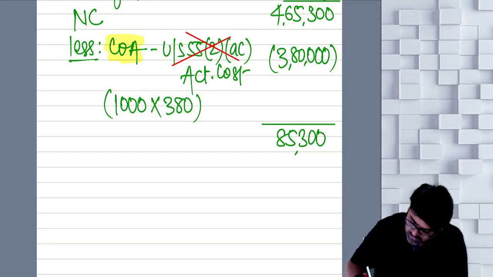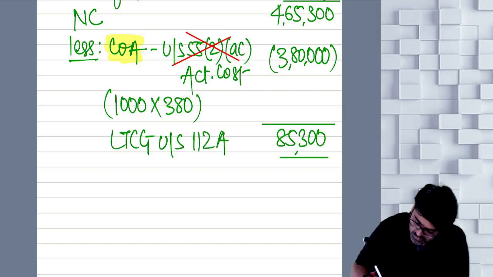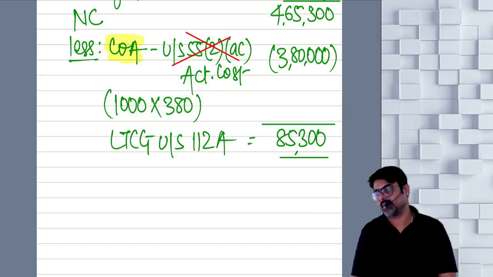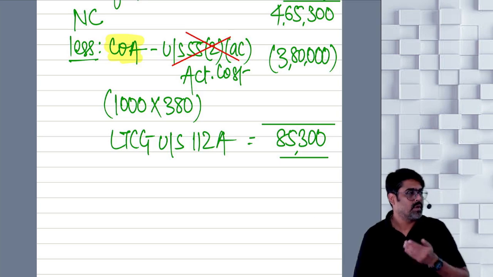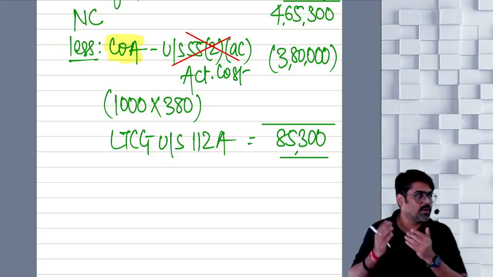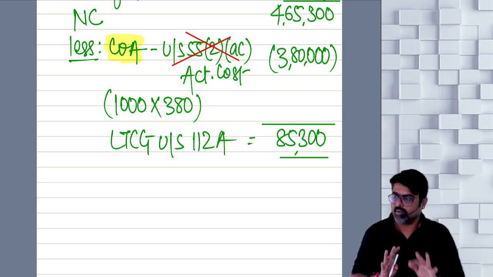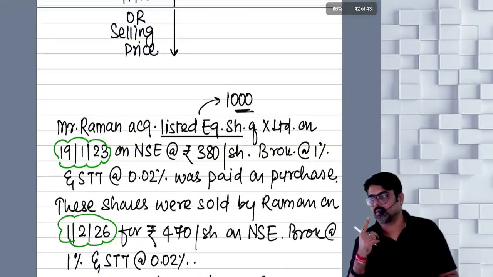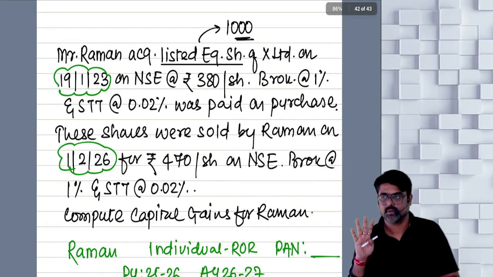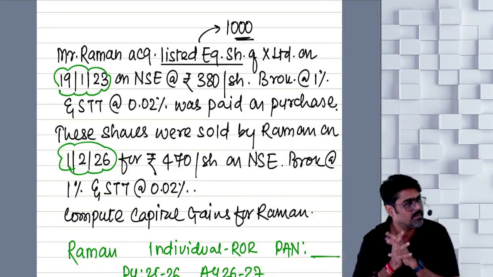85,000. Can I say this is your long-term capital gain under section 112A? Is this more than 1,25,000 or within 1,25,000? On this, how much tax are you going to pay? Nil. No tax, because the amount is less than 1,25,000. Understood? Now in that same question given above, we'll keep the question same and we'll change the information a little bit.